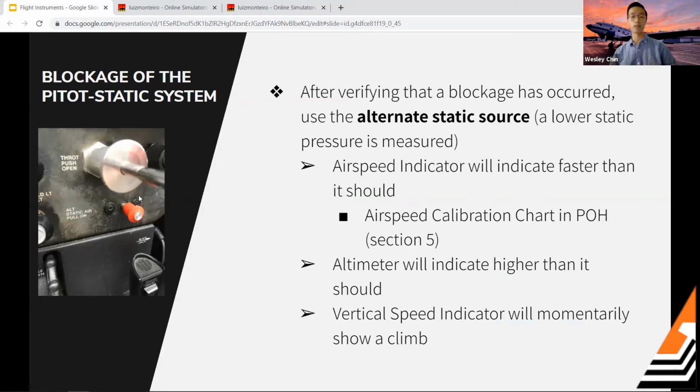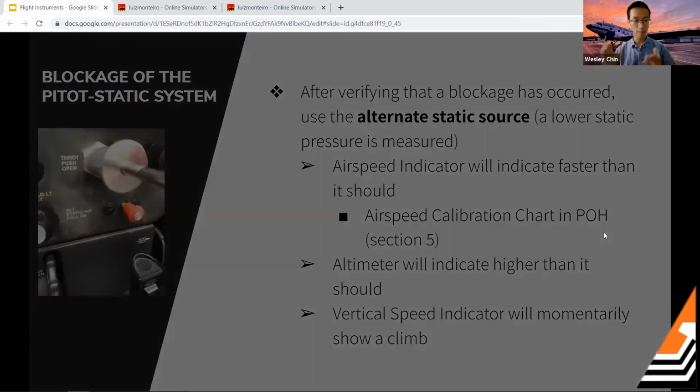So it's actually measuring a bit of a lower static pressure. Because of that, your instruments may be just a little bit off. Like we talked about earlier, the airspeed indicator will indicate just a little faster than it should. There's that calibration chart in the POH that you can check to see what the error is going to be. It's not too bad. Altimeter will indicate just a little bit higher, and the VSI will momentarily show a climb. I think it's on the interior checklist. One of the items is alternate static. Just make sure it's pushed in. But if you pull it out, you're going to see the VSI flicker up momentarily, and your altimeter indicates just a few feet higher there.